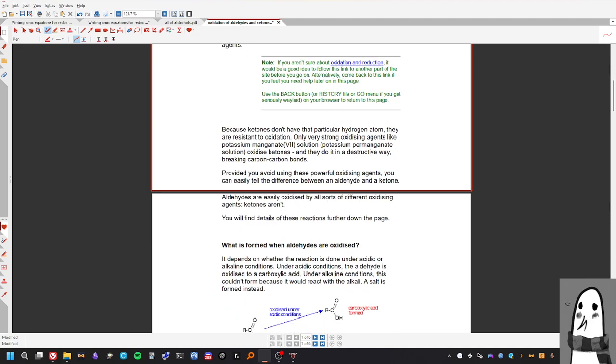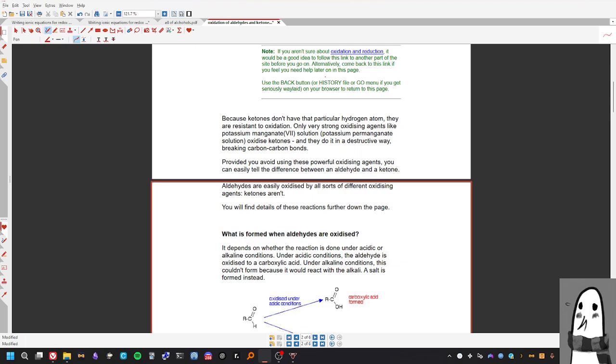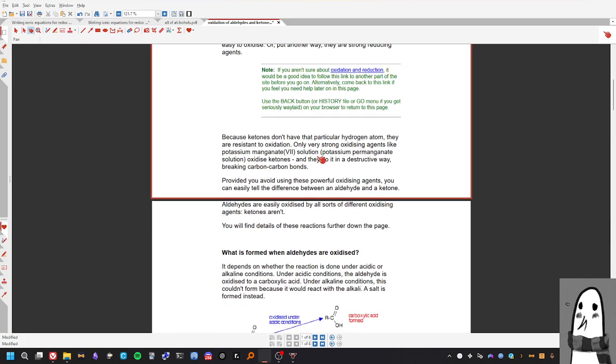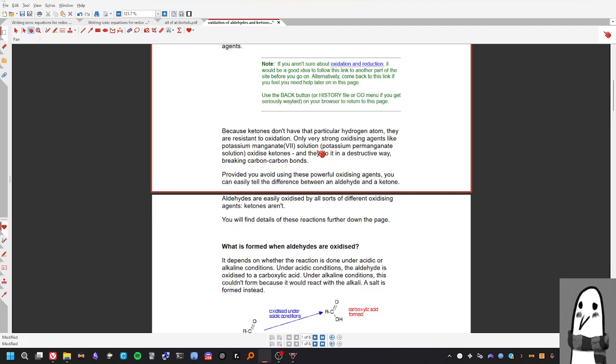Because ketones don't have that particular hydrogen, they are resistant to oxidation. As in, since a reducing agent gets oxidized, and ketones don't have that H atom, not only are they not good reducing agents, they are also resistant to oxidation. Only very strong oxidizing agents like potassium manganate solution can oxidize ketones, and they do it in a very destructive way, breaking the carbon-carbon bonds. So provided you avoid using these powerful oxidizing agents, you can definitely tell the difference between aldehyde and ketone. Aldehydes can be easily oxidized by all sorts of oxidizing agents, but ketones aren't.